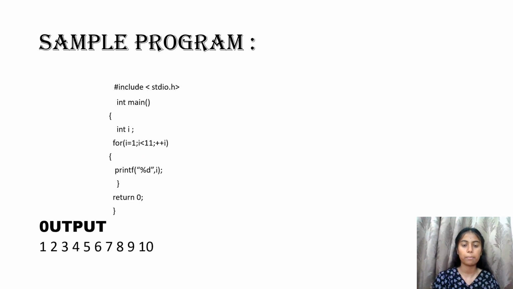Now we will see a sample program using for loop. First we are going to write the header files. Next we know in for loop first we have to initialize, then the condition, then increment. Here it is i = 1, that is initializing, then i < 11, that is the condition, then i++, that is increment. So we will get the output of the numbers 1 to 10 because the condition is i < 11. This is all about the use of for loop.